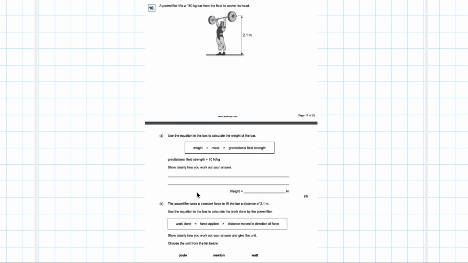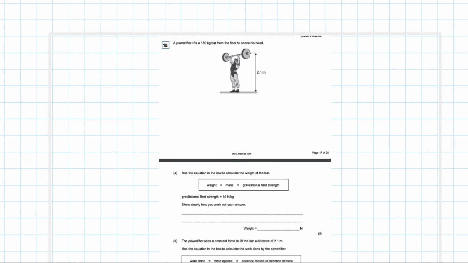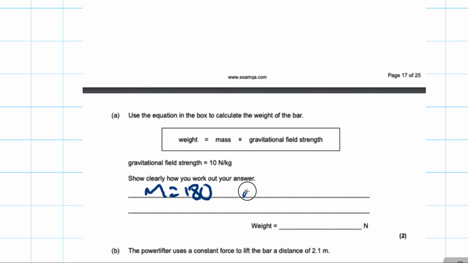A powerlifter lifts a 180 kilogram bar from the floor to above his head, and we can see it travels a distance of 2.1. Use the equation in the box to calculate the weight of the bar. So here the mass of the bar in the question is 180, and g, gravitational field strength, is 10. So the weight is mg, which is 180 times 10, which is 1,800.